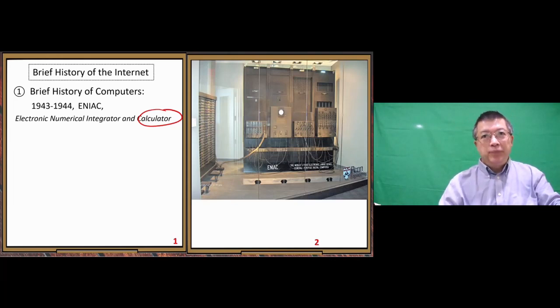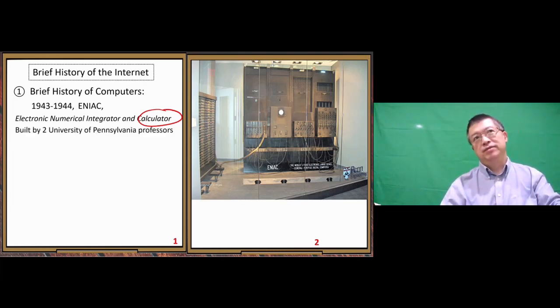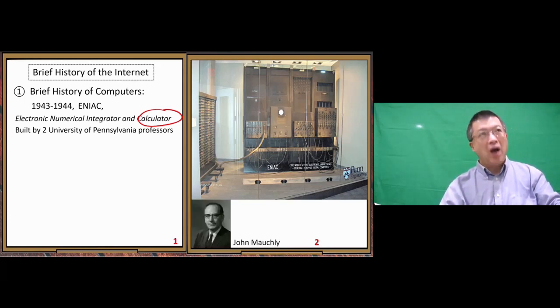Look at the picture. It was a big machine, and it was built at the University of Pennsylvania. Actually, two professors made that big contribution to our technology. The first one, John Mauchly. The second one, Presper Eckert. All right.